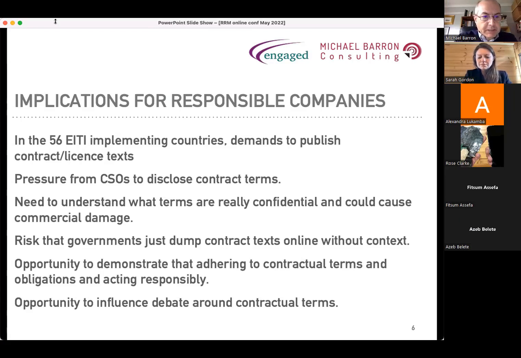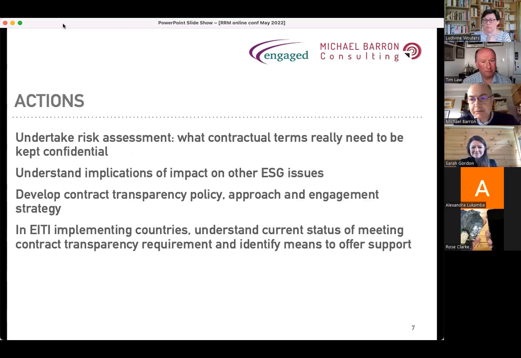Tim, if you could move on to the next slide. As a company, and this is aimed specifically at companies in the mining sector, what can you do about it? I think Sarah and maybe others on the call would be disappointed if I didn't say undertake a risk assessment. But in all seriousness, you as a company do need to understand the risks. If a contract is put in the public domain, there will be information on price formulas, technical commitments, maybe production commitments, and so forth, that will come into the public domain, and that may cause you real contractual harm or damage.